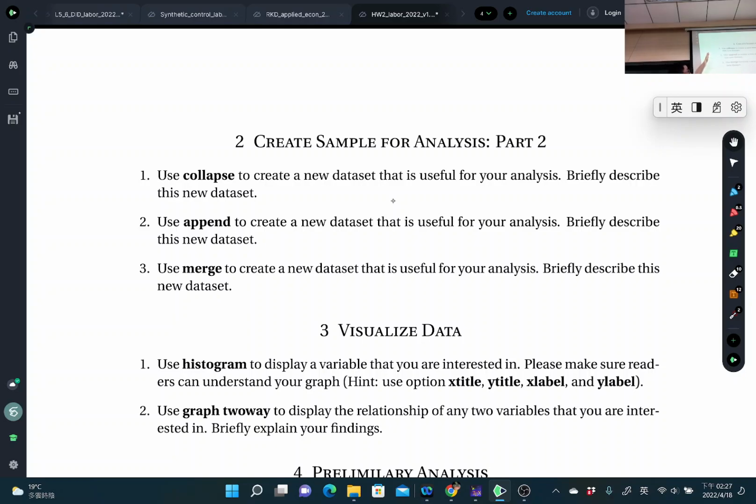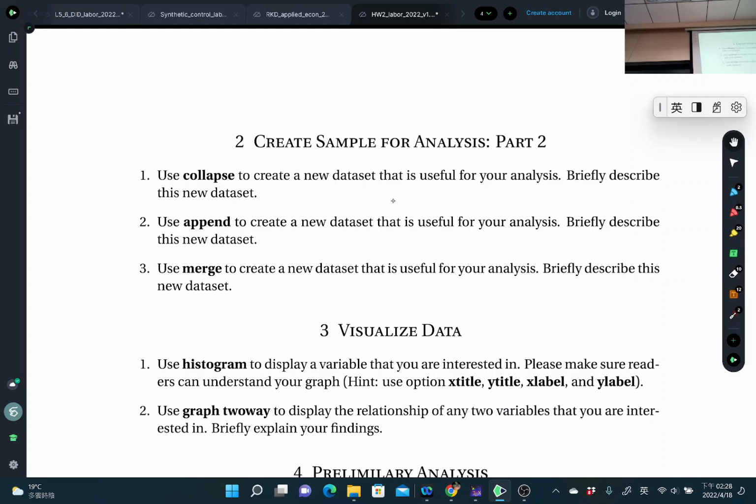This question just asks you to practice this command. So use collapse to create whatever new data set might be useful for your analysis. But if your analysis does not really need this, you can just create whatever data set is okay. Sometimes you might need to do that. Then you briefly describe what this new data set is.